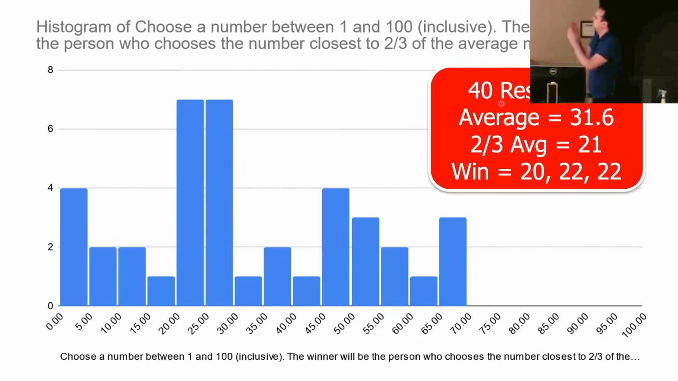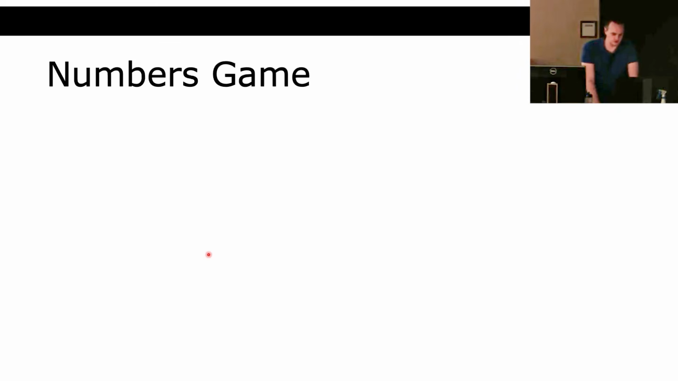Now, let's have a look back at the numbers game. Okay, so here was our numbers game. Those are the things that we chose. Two-thirds of the average was 21. We had a couple of people who were very close to 21.